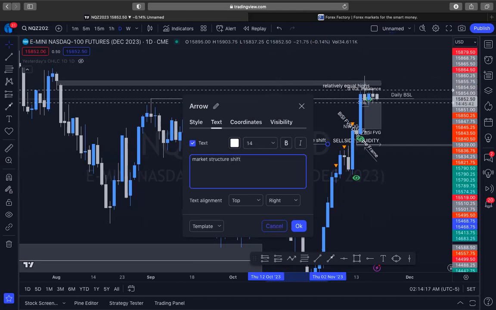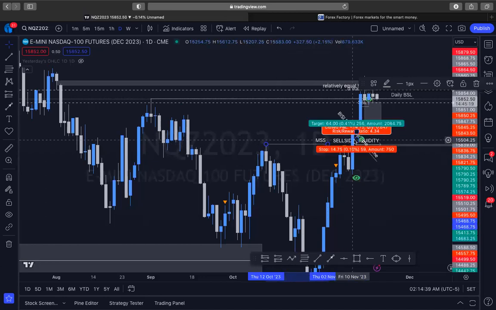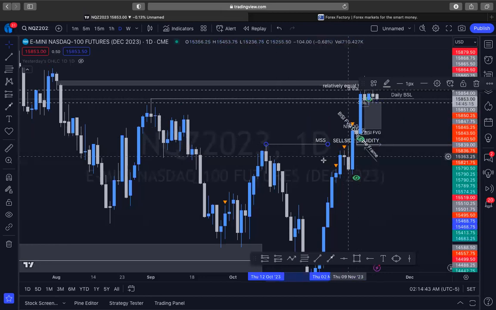Or in other words, what ICT would call a market structure shift. Now, I'm not trying to teach his concepts. I'm trying to show what I have interpreted from his videos and his mentorship on this YouTube channel. So that's what I would consider a market structure shift here. It's shifting up, right? We can clearly see that.